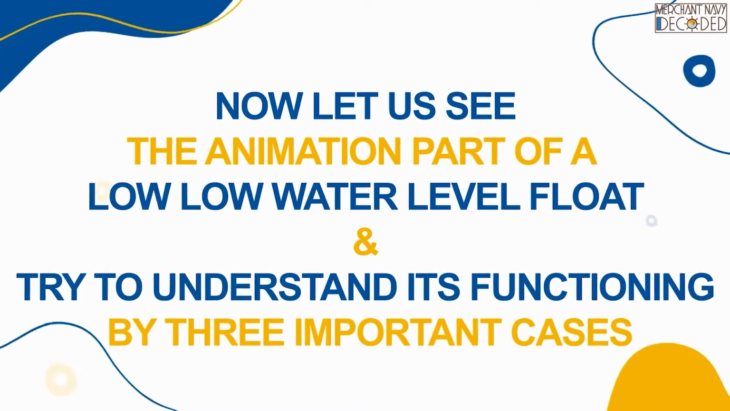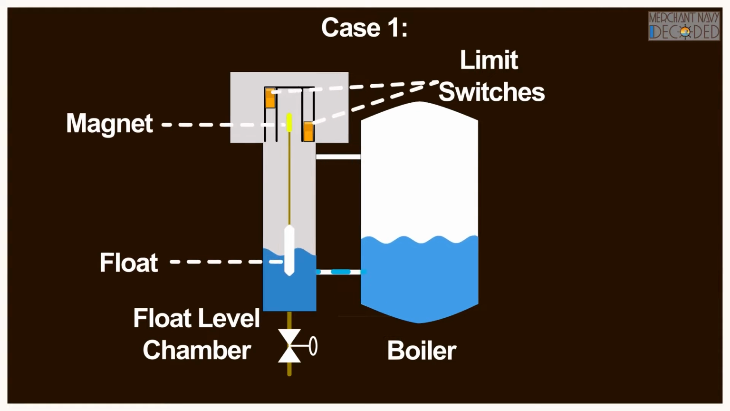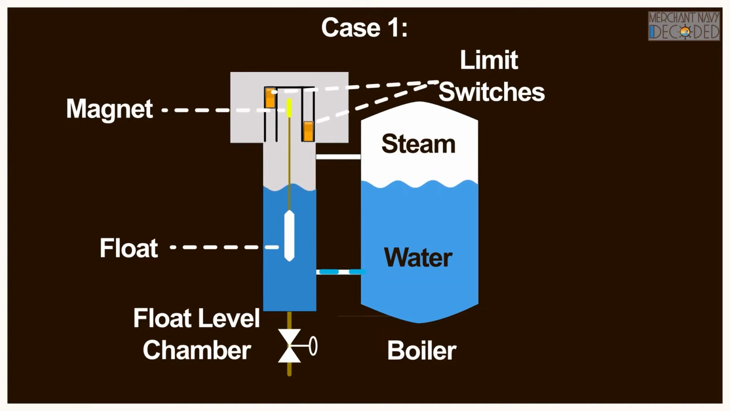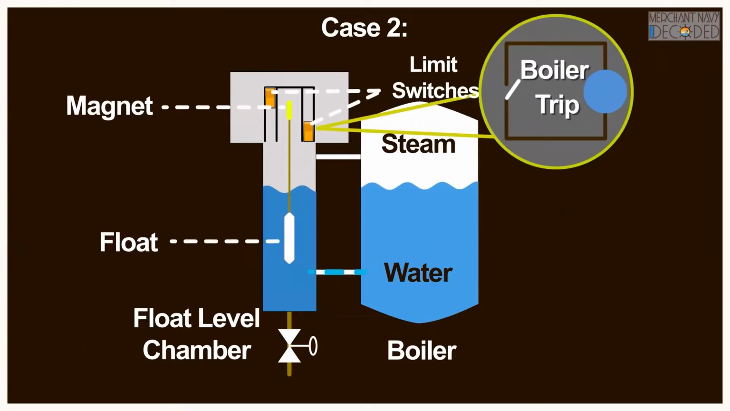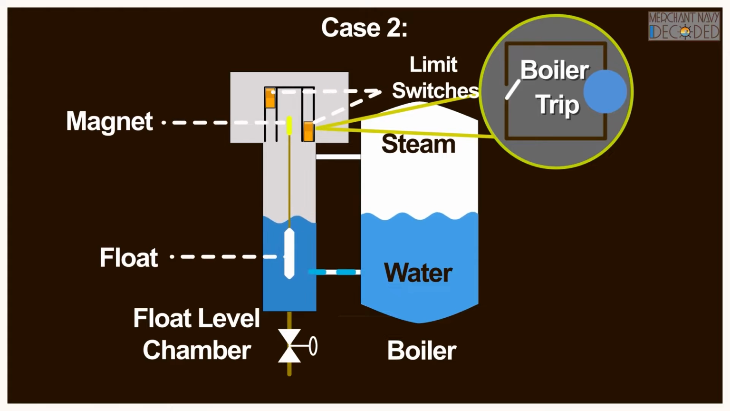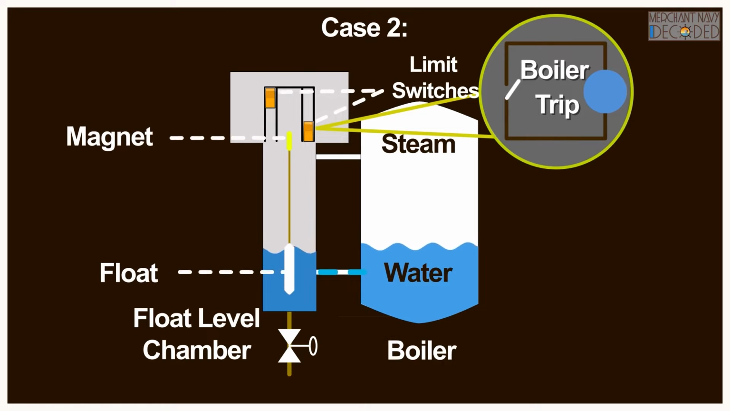Copied? Now let us see the animation of a low water level float and try to understand its functioning through three important cases. In case one, you can see the float level chamber associated with the boiler. The white colored part is the steam part and the blue colored part is the water part. You can see the float inside, which is attached to a magnet, and this magnet is inside the switch unit, which has limit switches fitted along with it. In case two, you will see the boiler water level falling, and the float also goes down. When the float moves down, the magnet moves down and attracts the limit switch towards itself, due to which you can see in the circuit diagram the boiler trips.